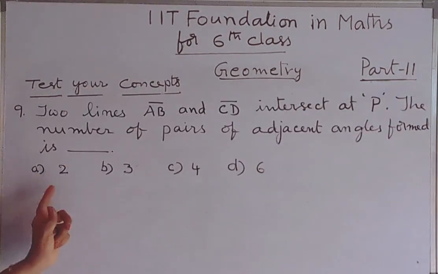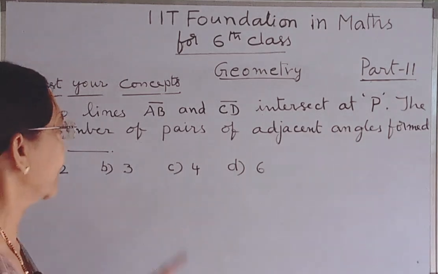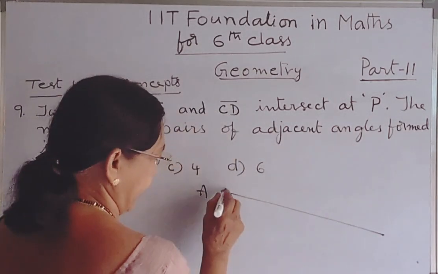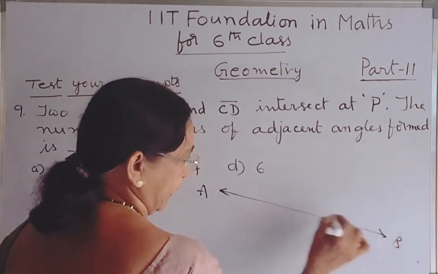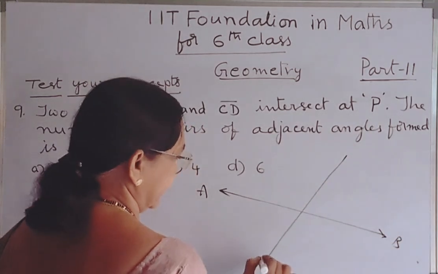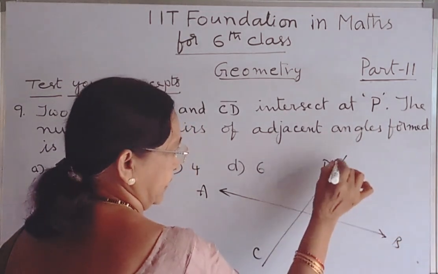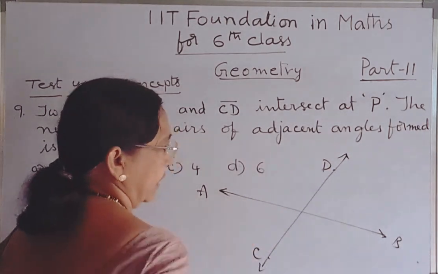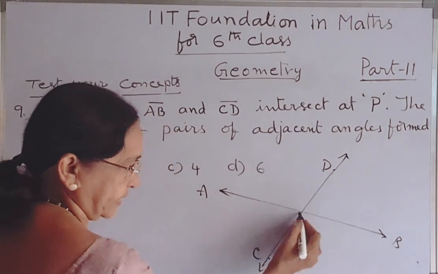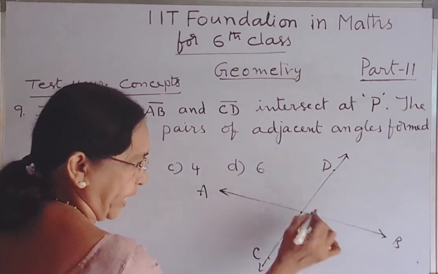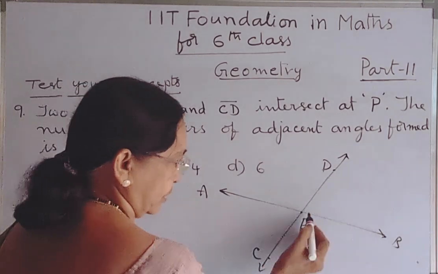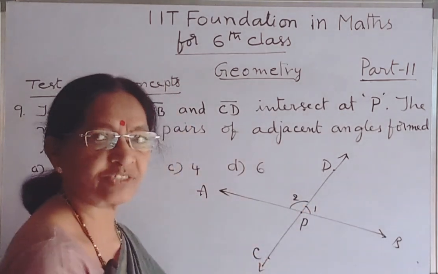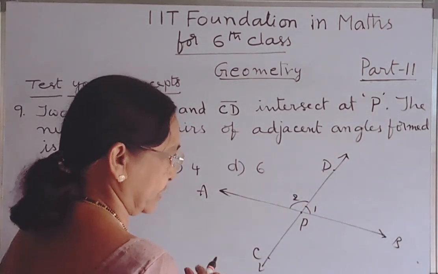Two lines A, B and C. Let this be the line AB and this be another line CD. They intersect at a point P. 4 angles are formed. So these two, angles 1 and 2, are a pair of adjacent angles.